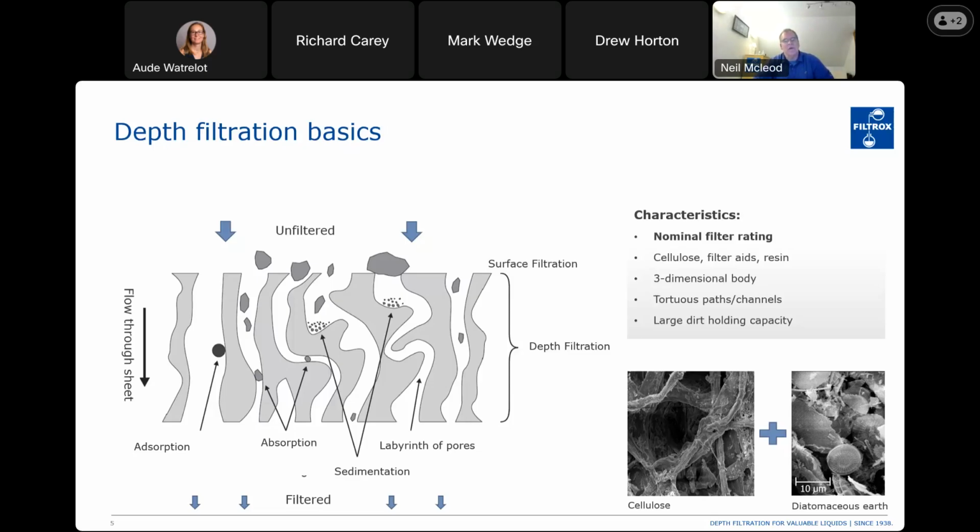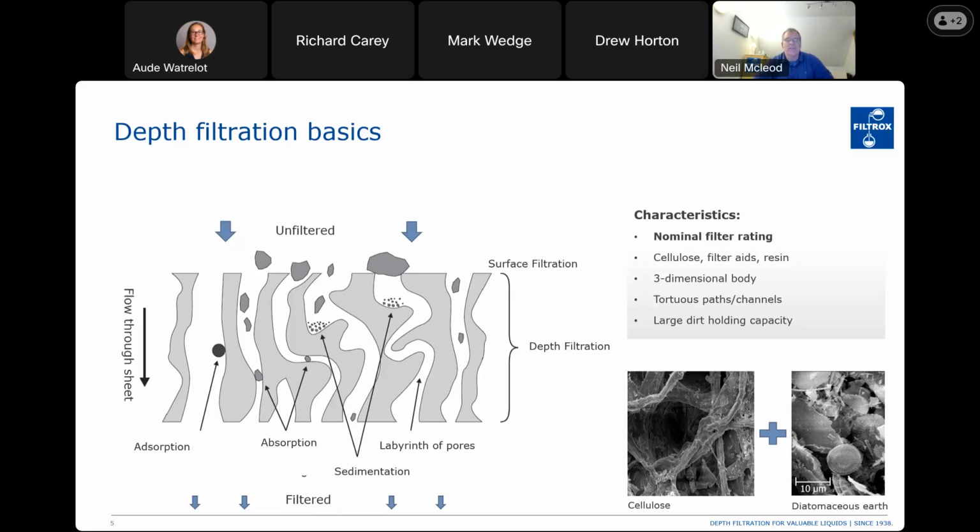Now, to give you an idea, the depth filter media would be about 4,000 microns thick. And what we're looking at taking out are particles around 1 micron. So you can see a particle having to travel through a depth has to travel 4,000 times its size to reach the other side of the depth filter.